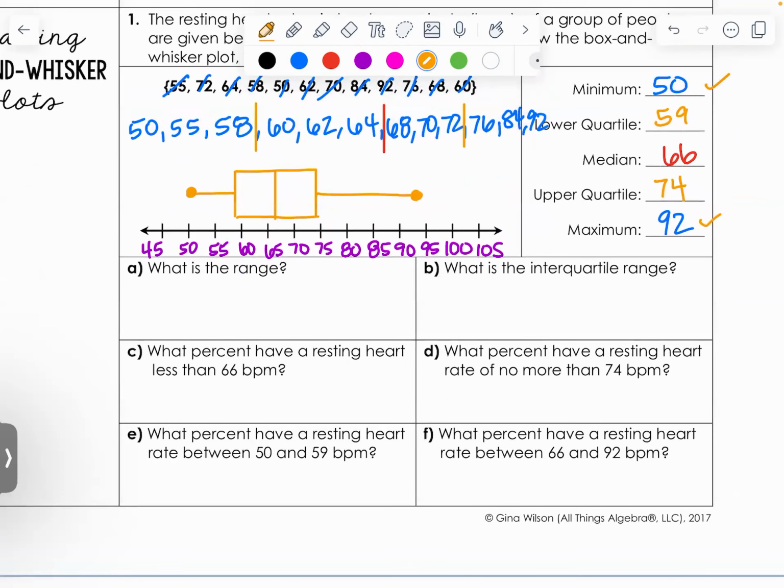Let's answer this. What's our range? Our range is 42. We are going to take maximum minus minimum to get our range, which is 42.